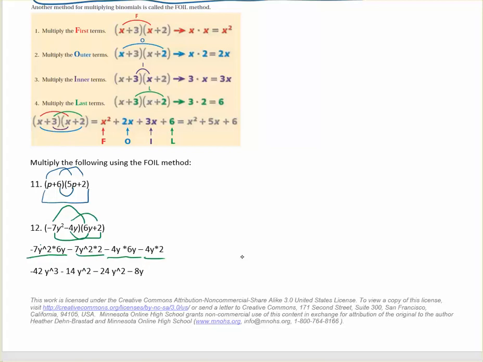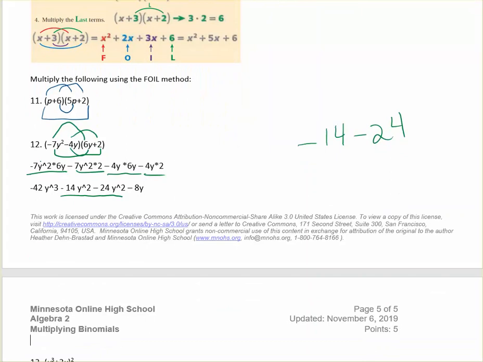Now you check for like terms. So let's see, we've got negative 42y cubed minus 14y squared minus 24y squared. These two are like terms because they both have a y squared in them. So I need to combine those, and when you combine them, remember that the sign in front goes with it. So we have negative 14y squared minus 24y squared. So you need to figure out what is negative 14 minus 24. So that would be equal to negative 38.